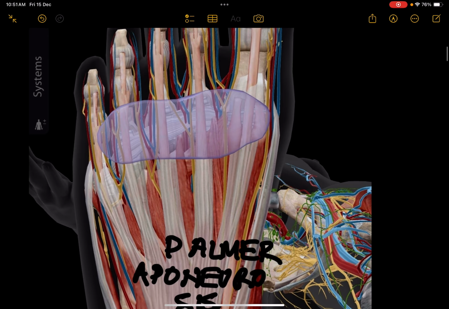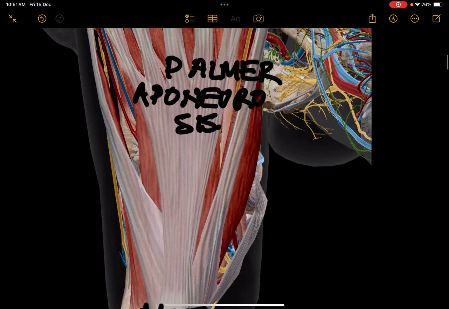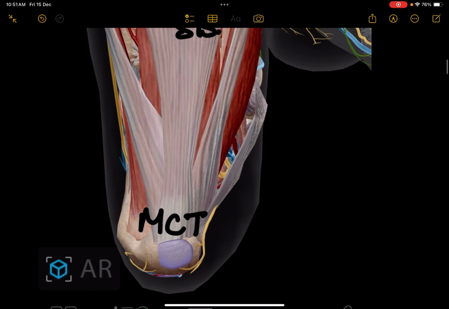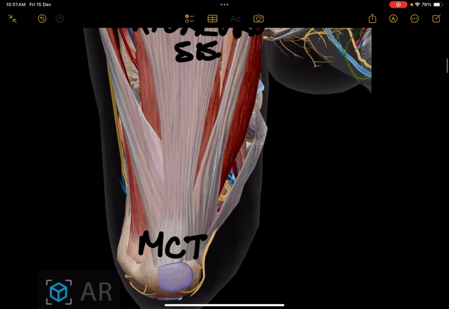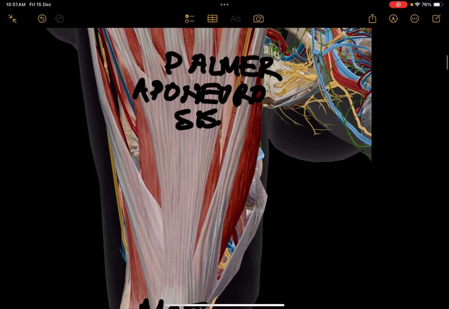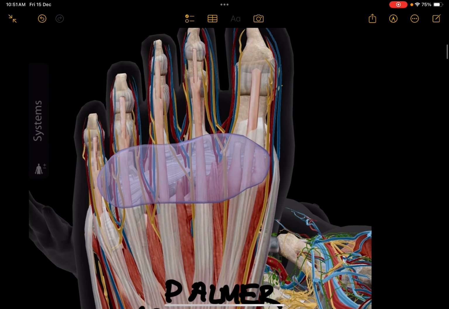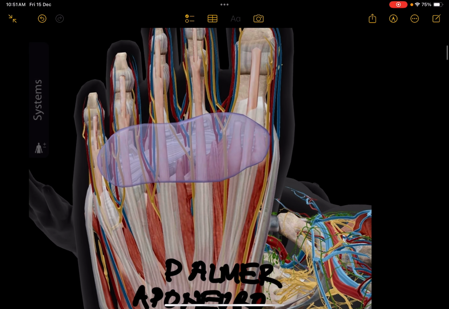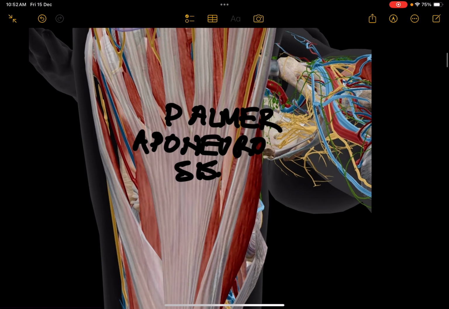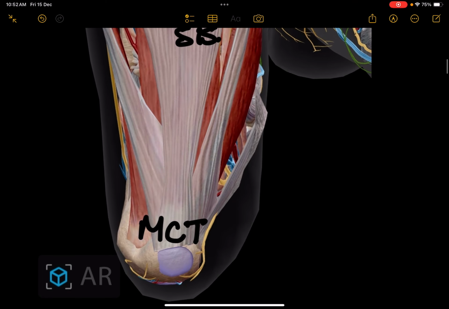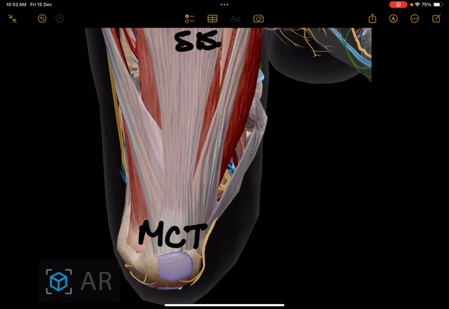So now you see, this is the plantar aponeurosis. This plantar aponeurosis is arising from the medial calcaneal tuberosity, and it's getting inserted into the fibrous flexor sheath of the toes. Now this plantar aponeurosis can calcify near the medial calcaneal tuberosity, that is called as calcaneal spur.